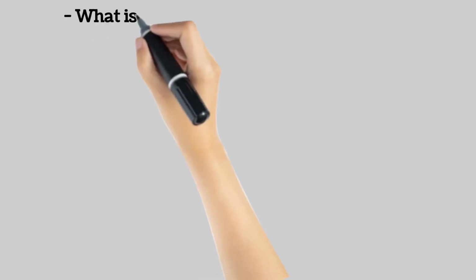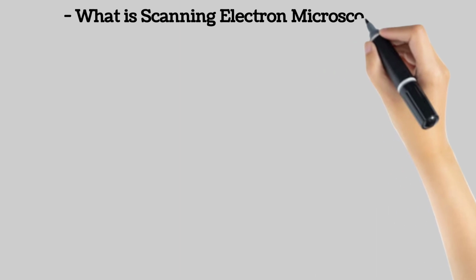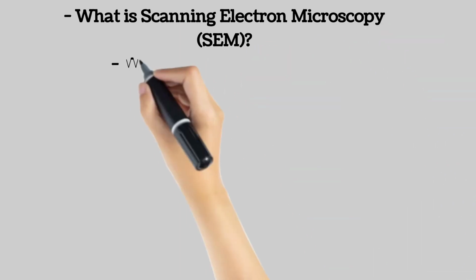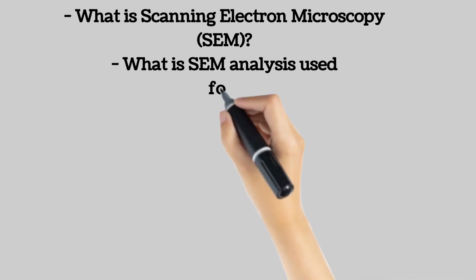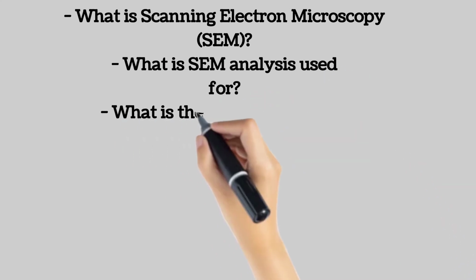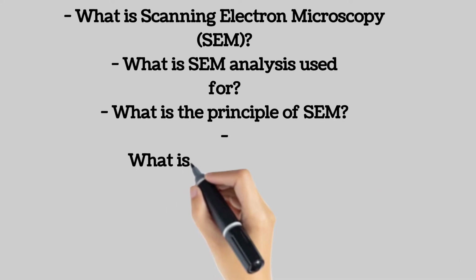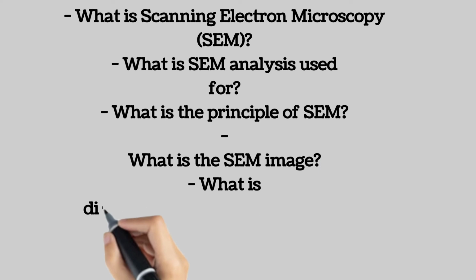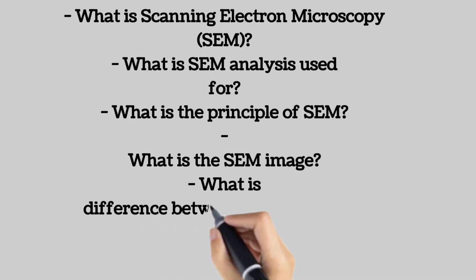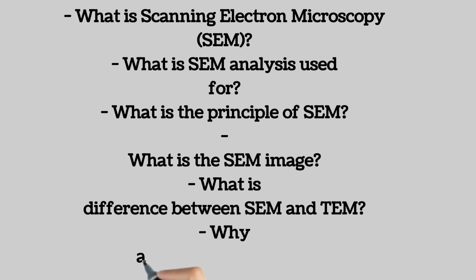In this video we will discuss what is scanning electron microscopy, SEM, analysis. What is SEM analysis used for? What is the principle of scanning electron microscopy? What is the scanning electron microscopy image? What are the components of scanning electron microscopy? Which is better, scanning electron microscopy or transmission electron microscopy? What is the difference between scanning electron microscopy and transmission electron microscopy? Why is the anode used in scanning electron microscopy?